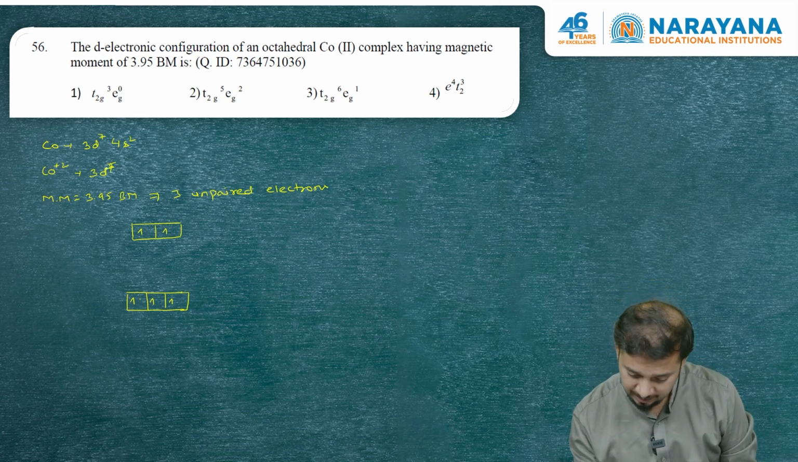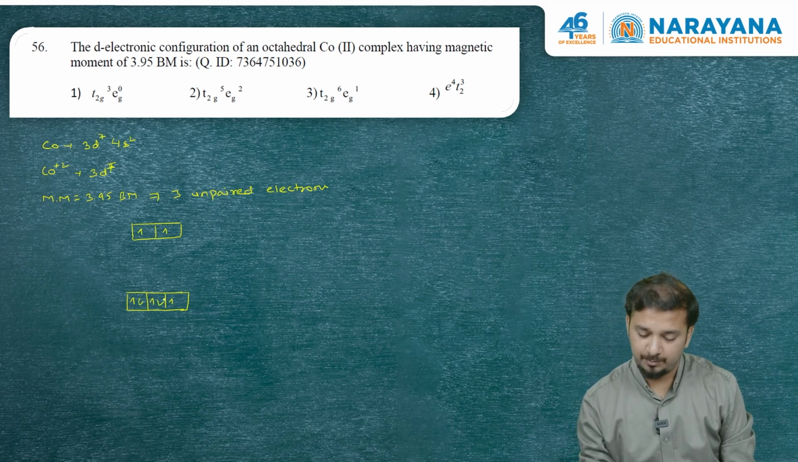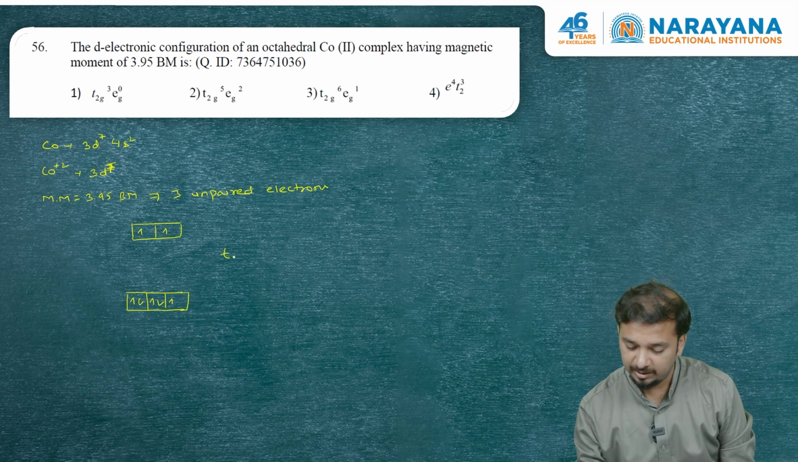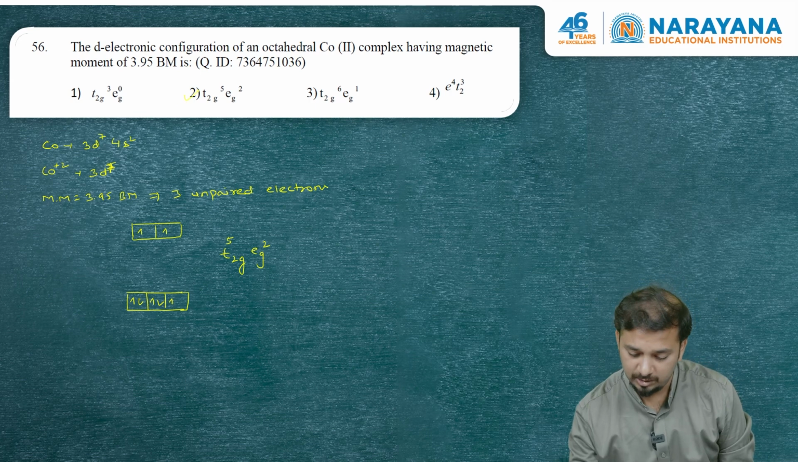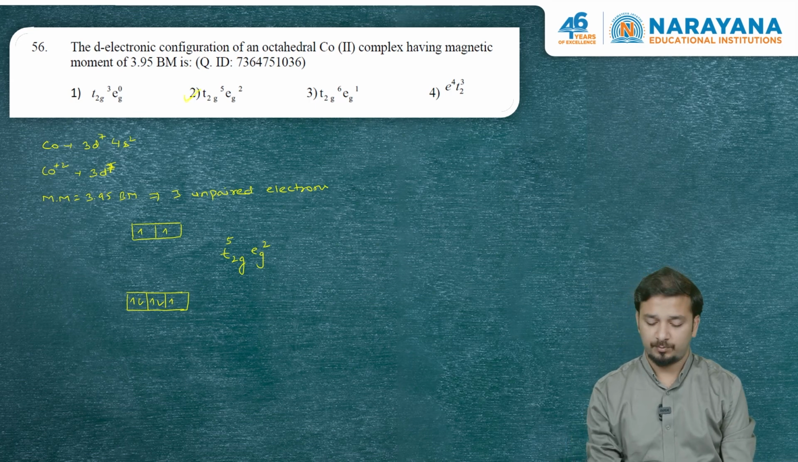Sorry, it is 3d7. So 6 and 7. So in this case, there are 3 unpaired electrons. So the electronic configuration for this should be t2g5 eg2. So the correct answer for this question is option number 2.